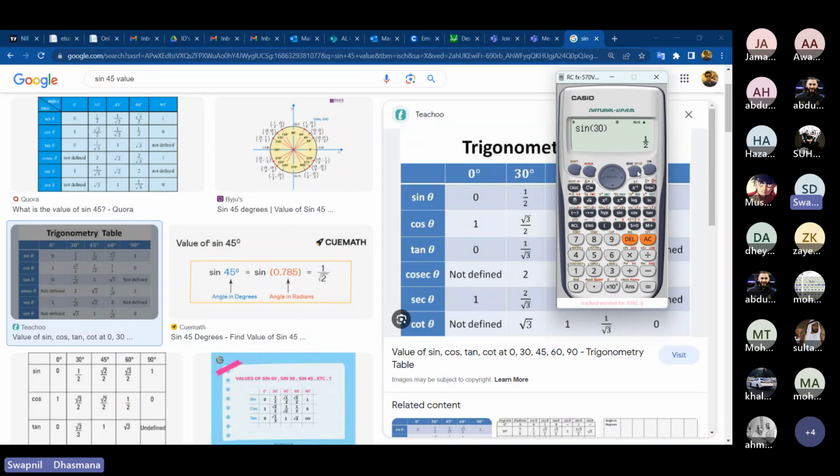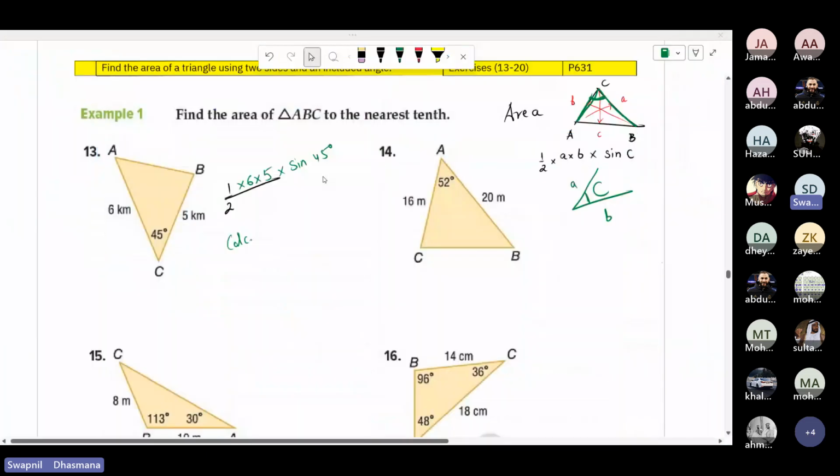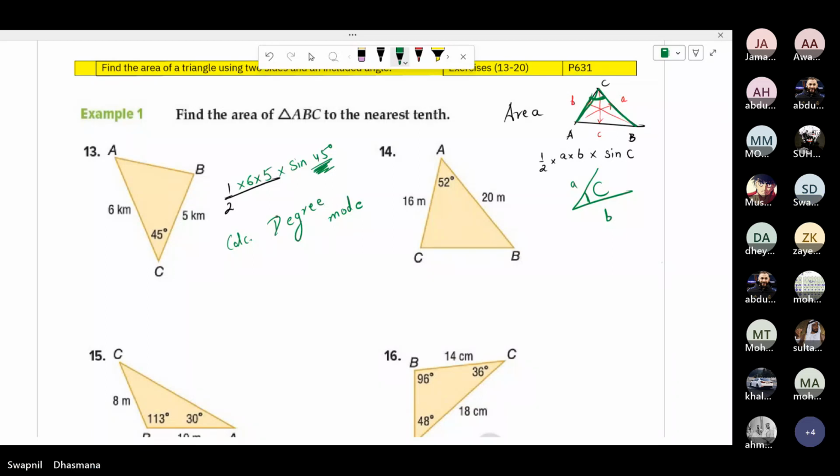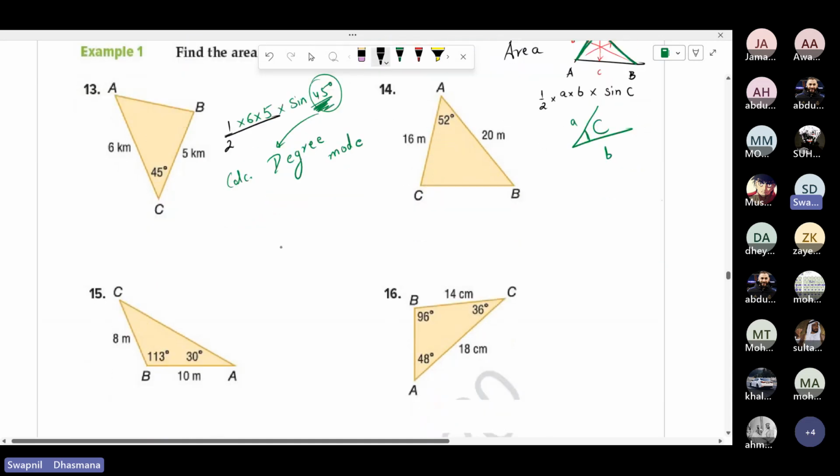I'm getting half. If I change it to radians, I'm getting the wrong answer. So if this is theta in degrees, your calculator must be in degree mode. If this is pi, you can have it in radian mode. So this is degree and a degree mode. Finished, simple. So sine 45 degree in degree mode. Same, you will apply logic to every question here.